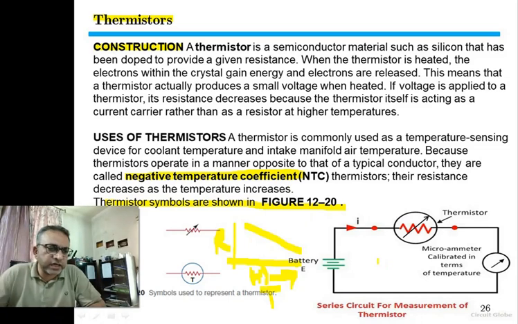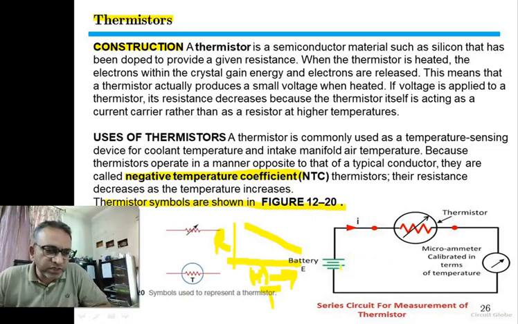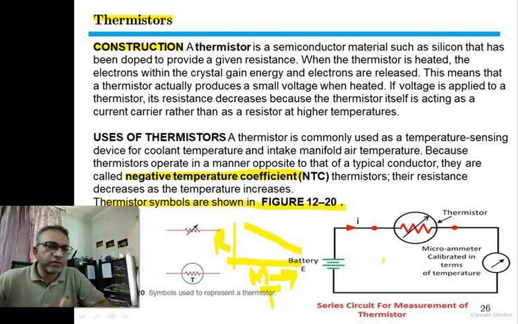Now in this circuit diagram, a very simple circuit diagram, there is a voltage supply, a battery, a thermistor connected in series, and one microampere meter. This is our microampere meter. So this circuit is a simple experiment to demonstrate the working of a thermistor.